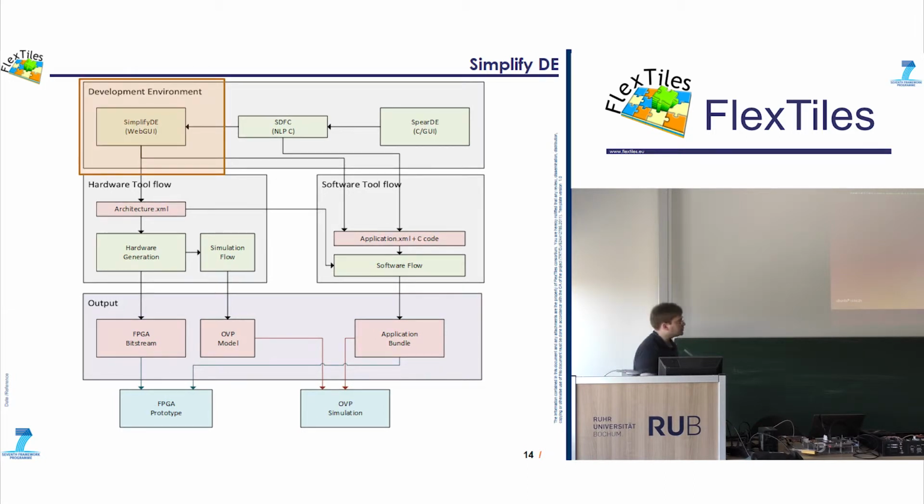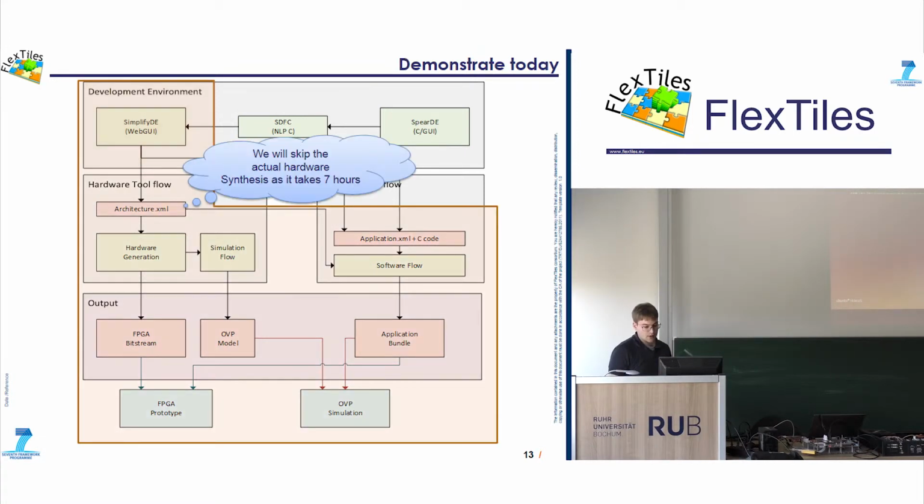So what we'll try to show today is this part of the tool flow. We start off with the Simplify framework, and then we show the hardware tool flow, a part of the software tool flow, and we show the output running both on the FPGA prototype platform and on the OVP simulation. What we won't show is actually synthesizing the platform. We would like to do this, but I assume you guys don't want to sit here 7 hours waiting for it to finish.